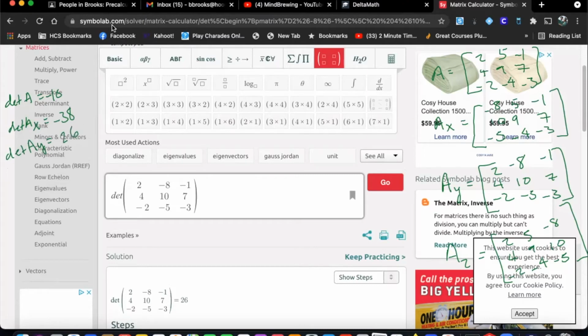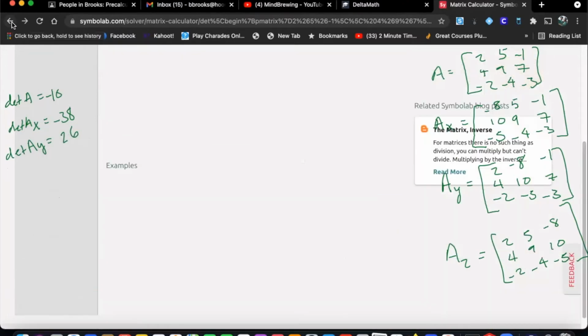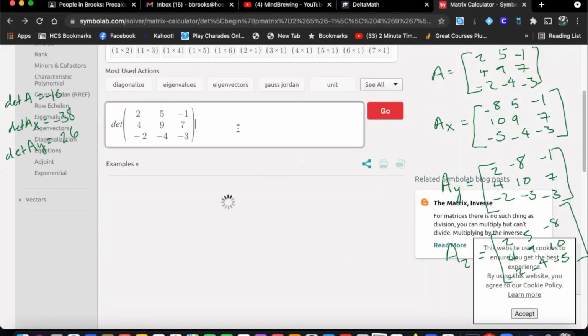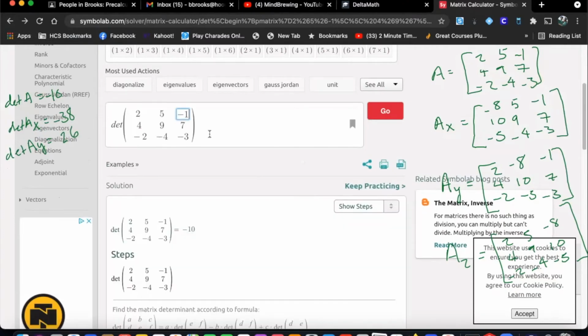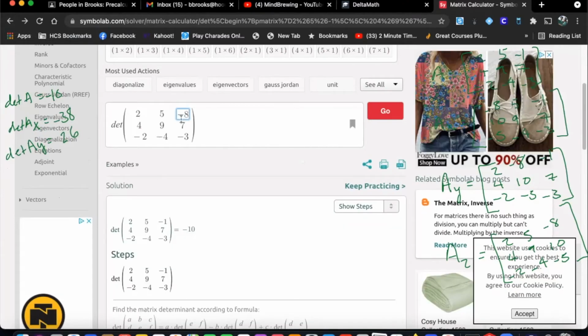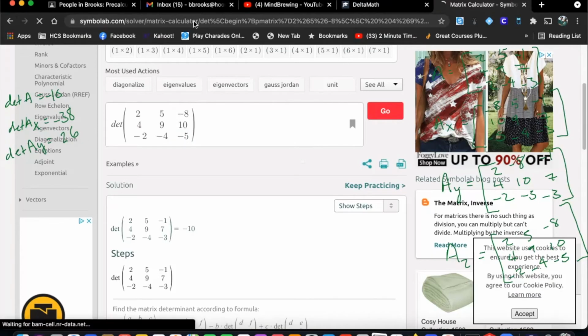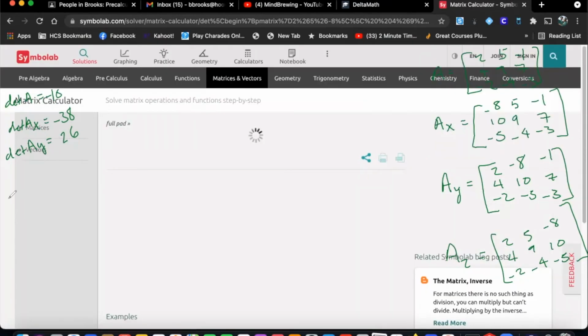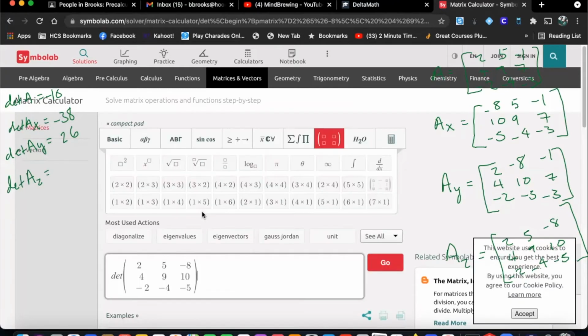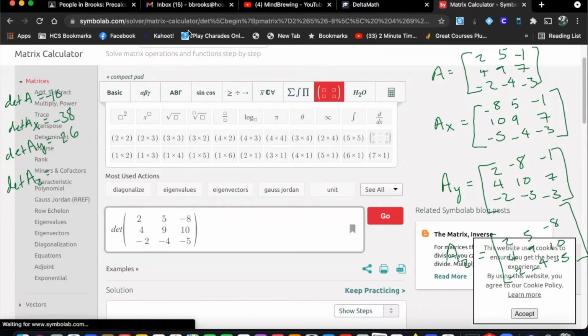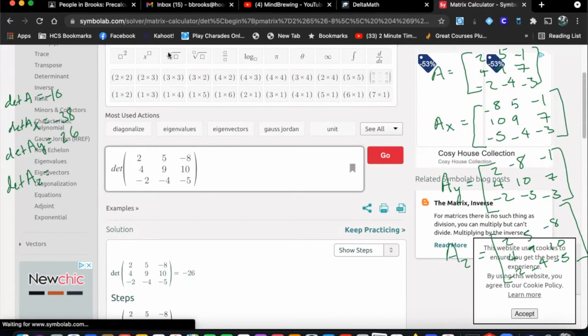And then last but not least, we're going to find the determinant in terms of Z. We're replacing that last column with the target, -8, 10, -5. Let's see what it is. -26.